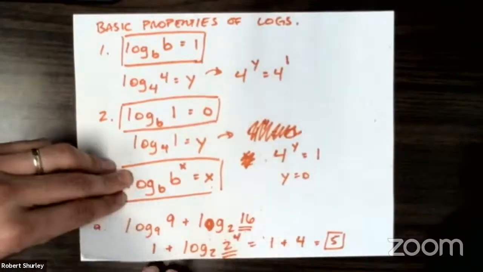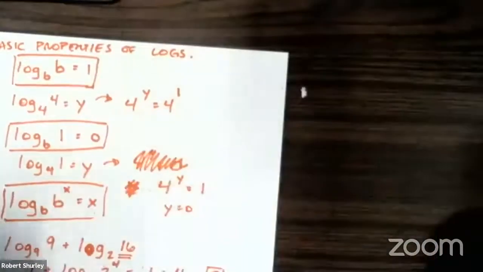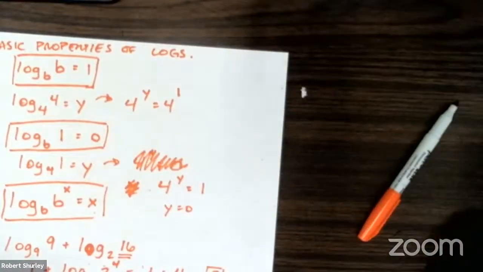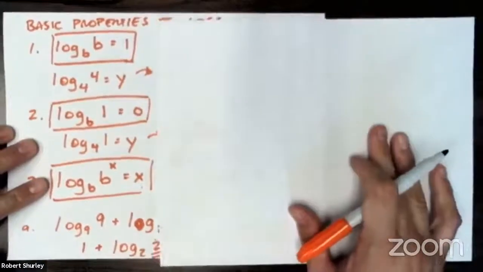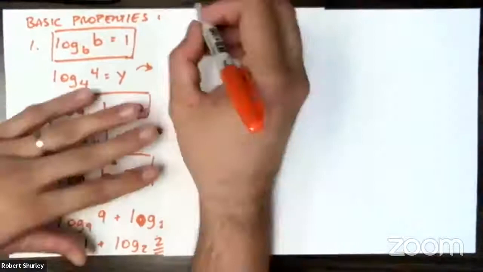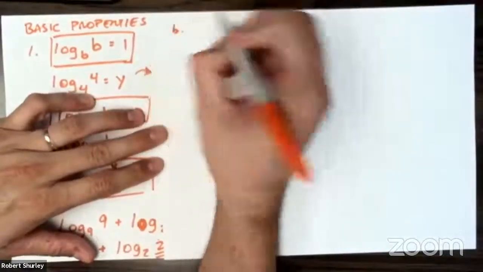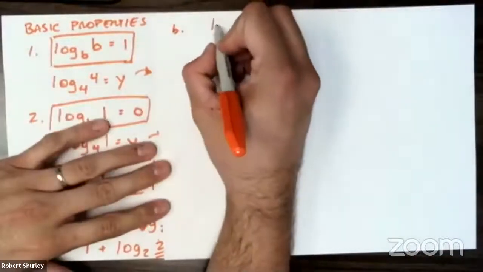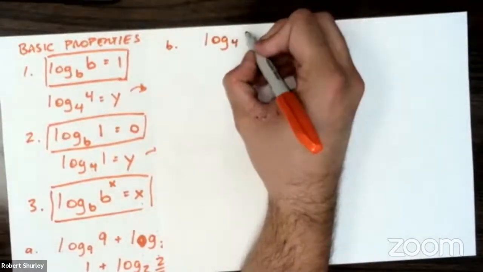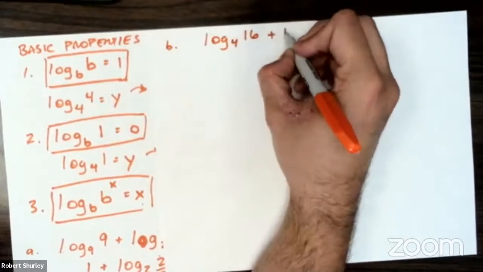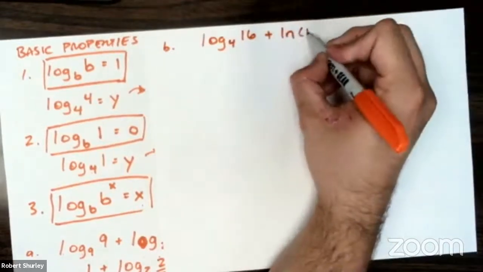Okay, so let's look at another one. Actually, I have a clean piece of paper, just so I can have the rules on the page here and I can refer to them. So we did A down here, let's do B. Let's say I've got log base 4 of 16 plus ln of 1.